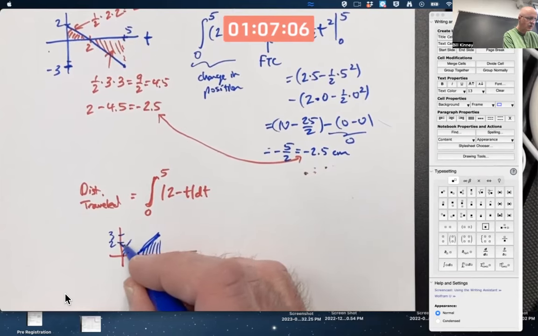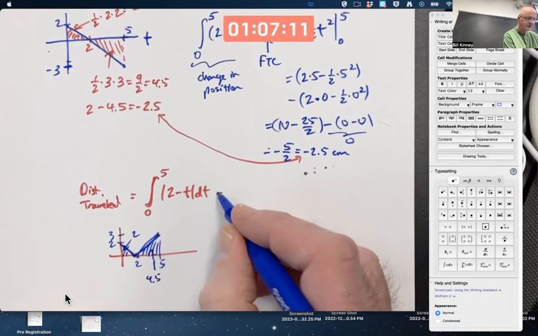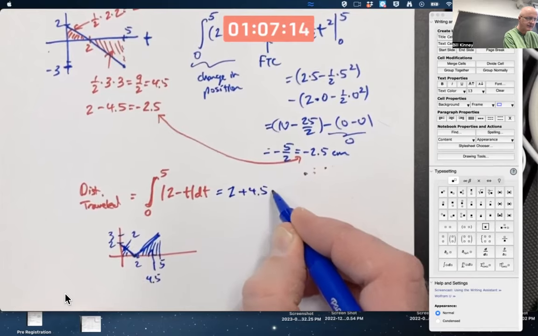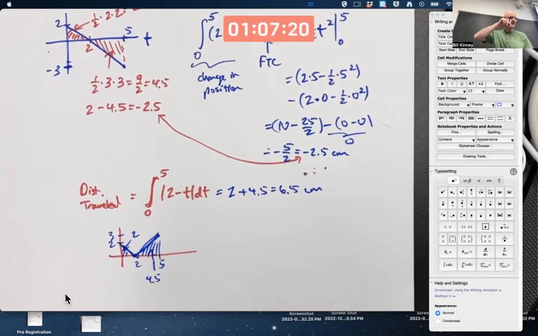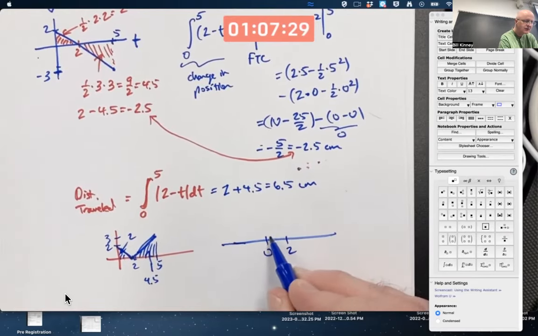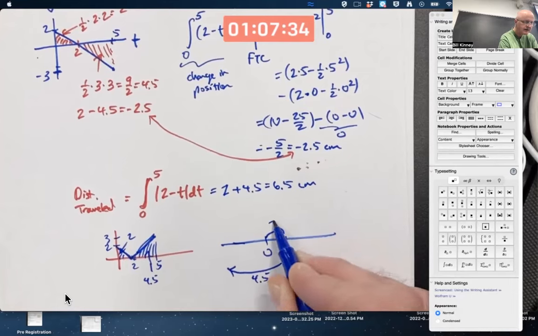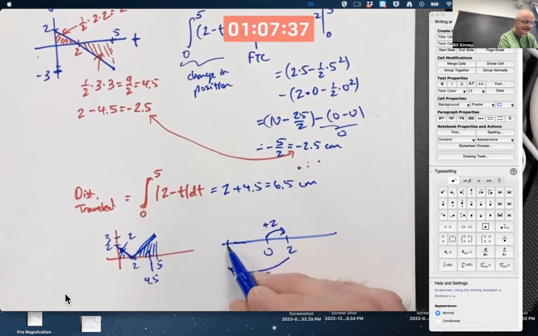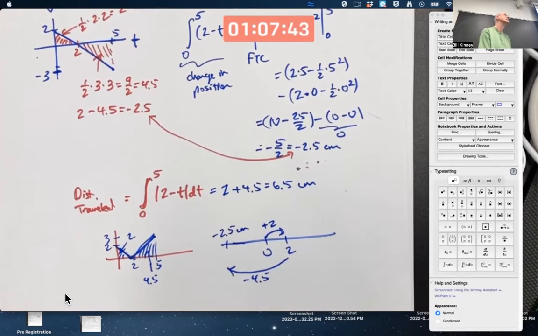This area is still 2. This area is still 4.5. The distance traveled is 2 plus 4.5 is 6.5 centimeters. What's happening here is the bug goes to the right 2 centimeters before going to the left 4.5 centimeters and ends. So it goes to the right 2 centimeters, then goes to the left by 4.5 centimeters, and ends at negative 2.5 centimeters for its location along the number line there. I didn't draw that perfectly. That's the idea of what's going on. First to the right, then to the left.